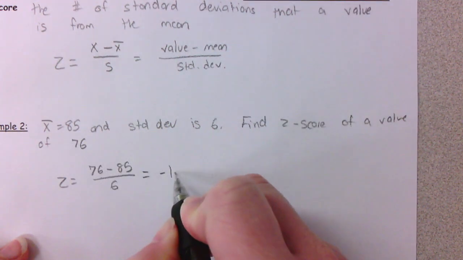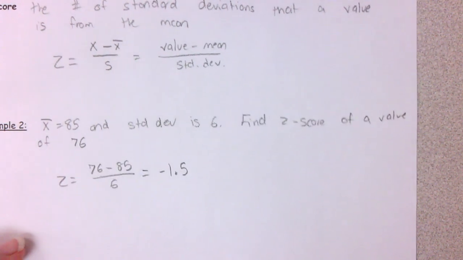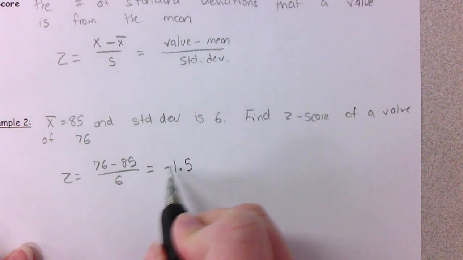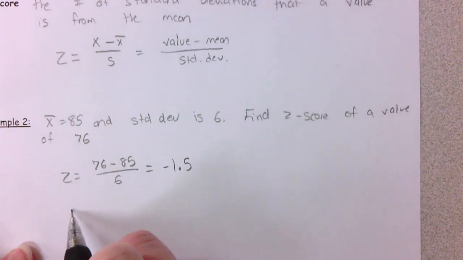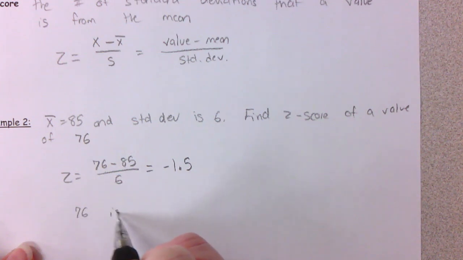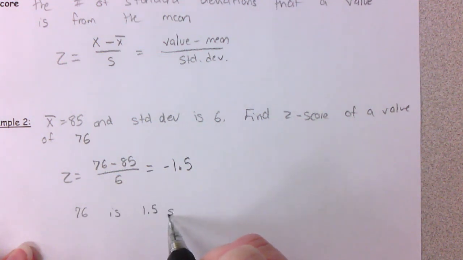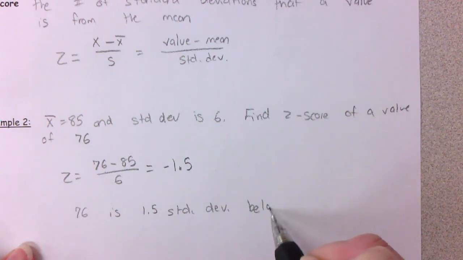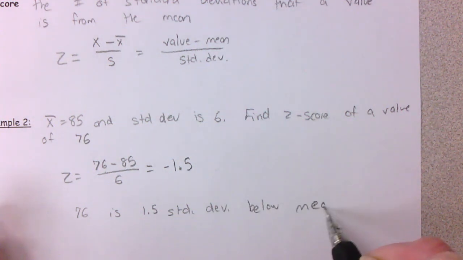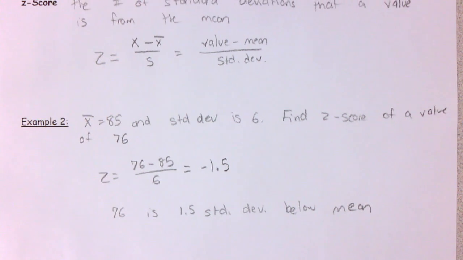So this is negative 1.5. So it's negative, which means it's below the mean, which we can look at and clearly see it's below the mean. So 76 is 1.5 standard deviations below the mean. Okay, so if I'm not exactly 1, 2, or 3, then we would need to use the formula, or you could always use the formula.